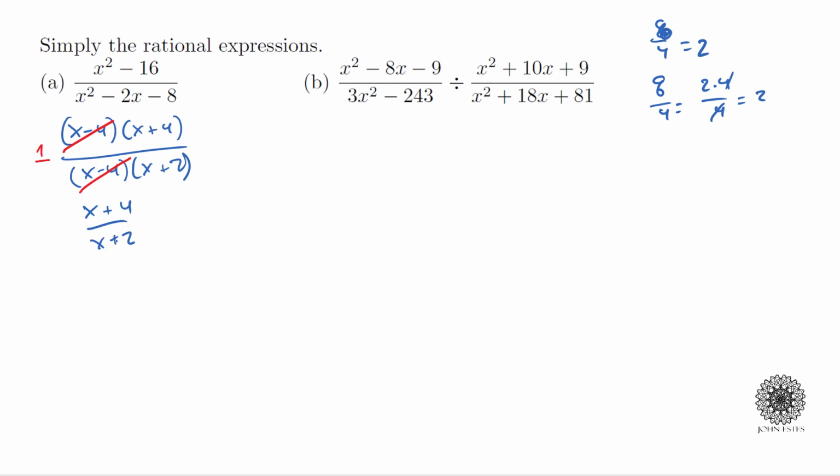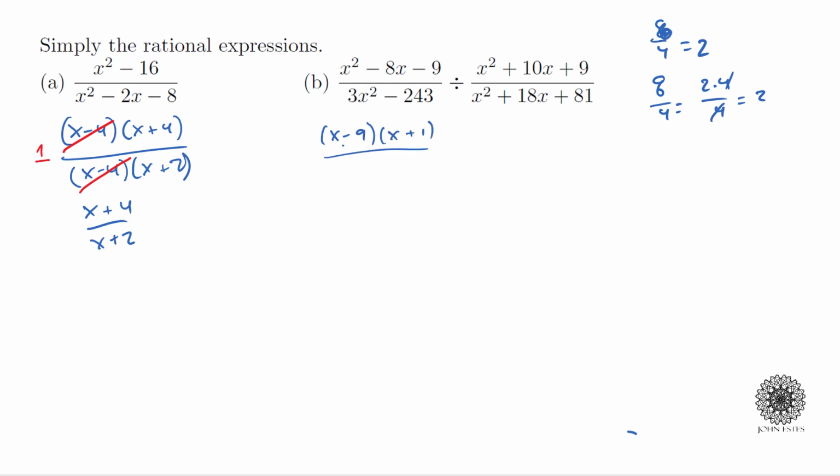Alright, now let's move on to part B. It's a similar situation. This time we have division. So what I want to do here is factor everything I can. So firstly, two things to multiply to give me negative 9 and add to give me negative 8. That's going to be negative 9 and positive 1.